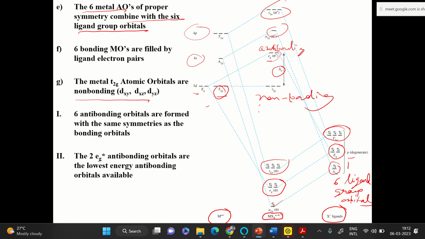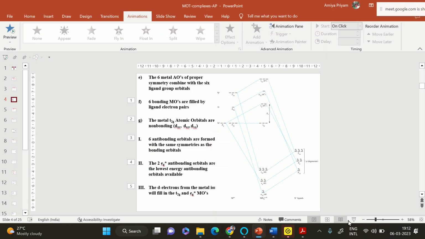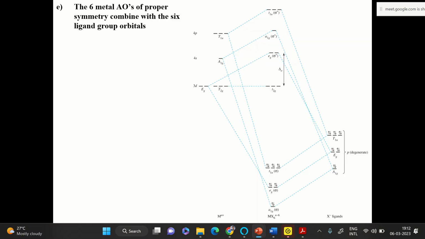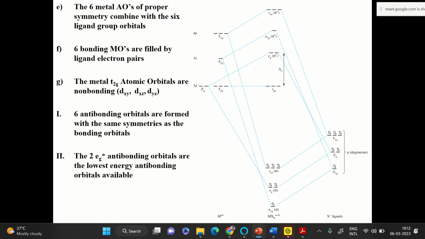The two Eg star or antibonding orbitals are the lowest energy antibonding orbitals available. The antibonding orbital of lowest energy is this one. The d electrons from the metal ion will fill in the T2g and Eg star orbitals. So this is the scheme that we have for a metal ligand complex of ML6 type in a molecular orbital picture.